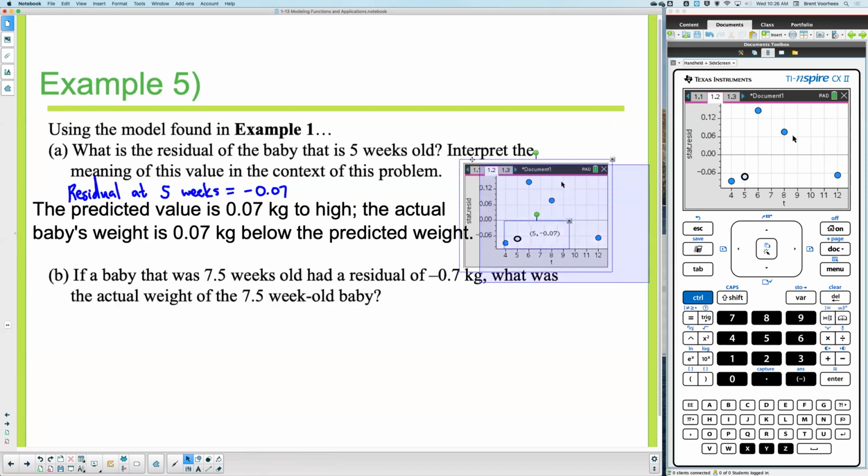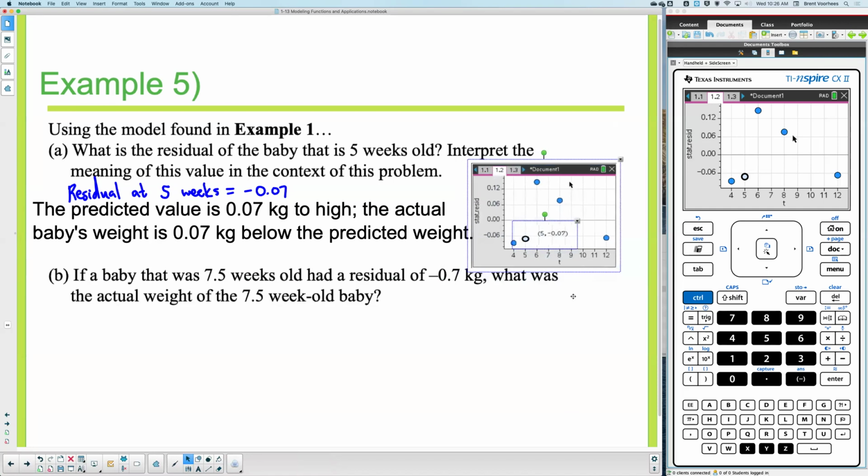Right. Okay. Any questions on how I got that value or what that means? Remember, the residual is the actual minus the predicted. Okay, if a baby that is 7.5 weeks old has a residual of negative 0.7 kilograms, what was the actual weight of the 7.5 week old baby?